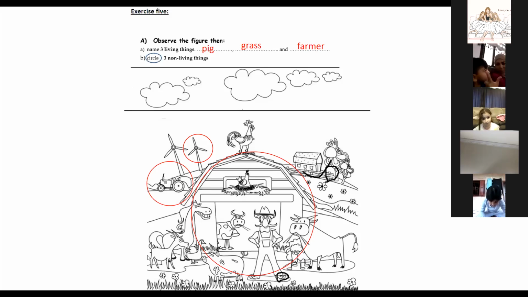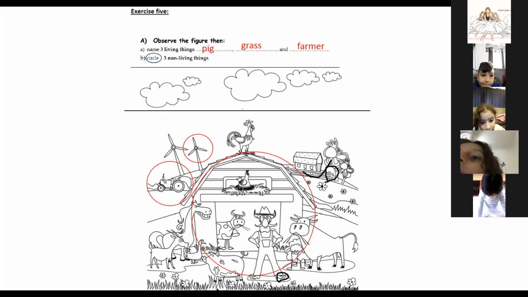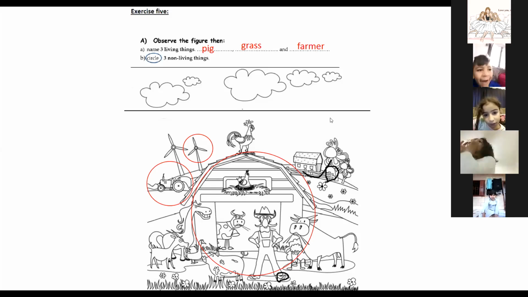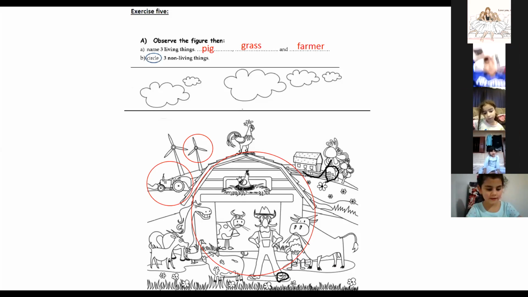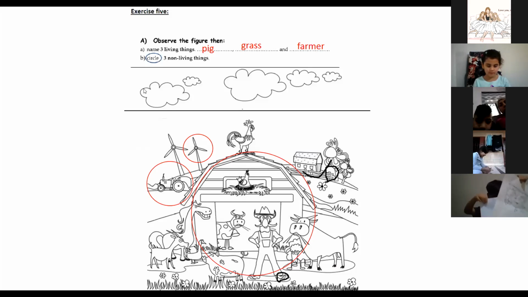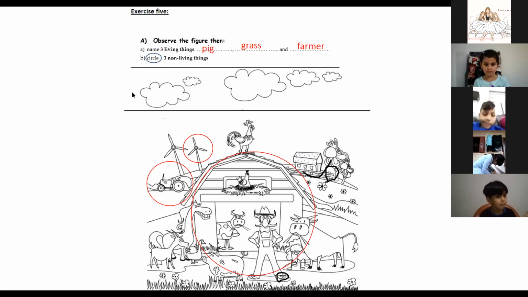Noor, what did you circle for the non-living things? I circled flower. The flower is a living thing. You can't circle the flower. Flower is a living thing. Zainab Abdullah, what did you circle? The fan and the truck and the fence. Okay, nice. And I circled the truck and the house. Okay, yes. These are non-living things, but the flower is a living thing, okay?